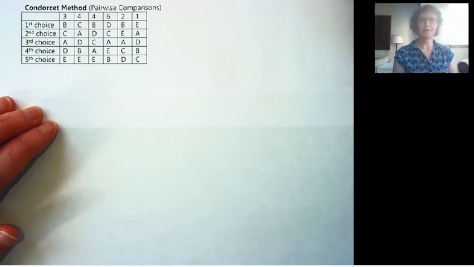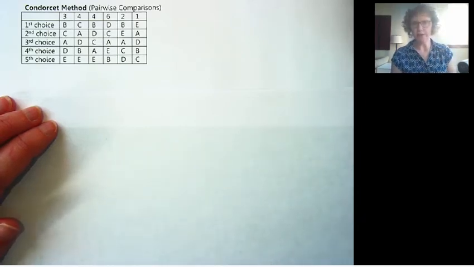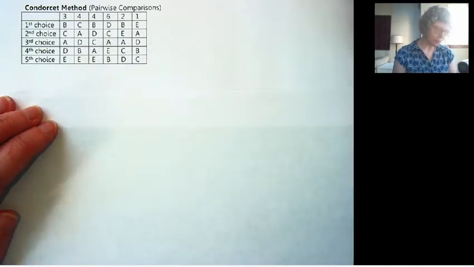Okay, this is another video on voting methods, and this one's called the Condorcet method, or the method of pairwise comparisons. I'm using the same voting schedule here, the preference schedule.